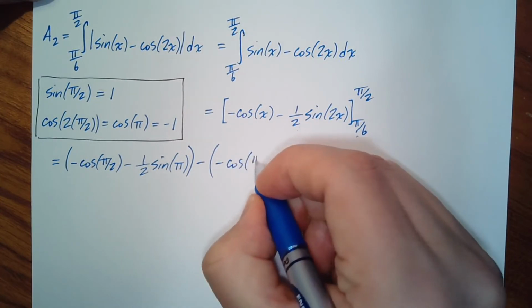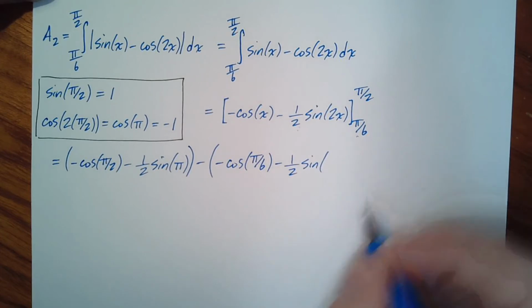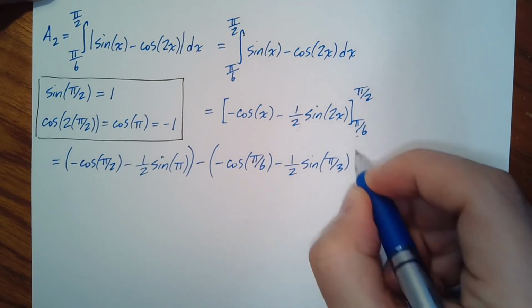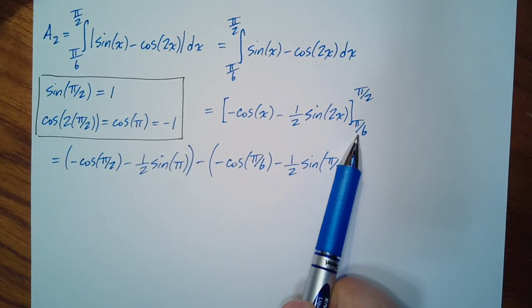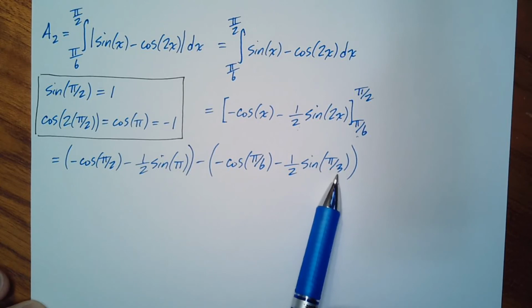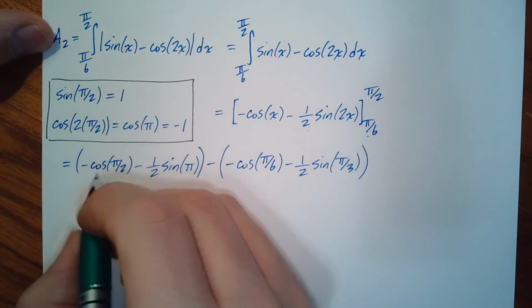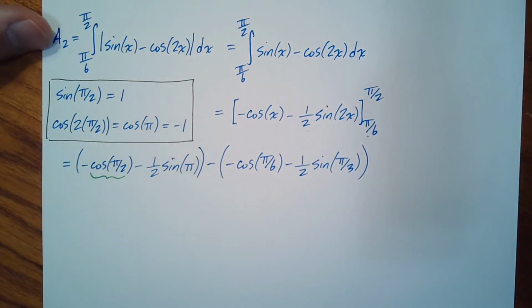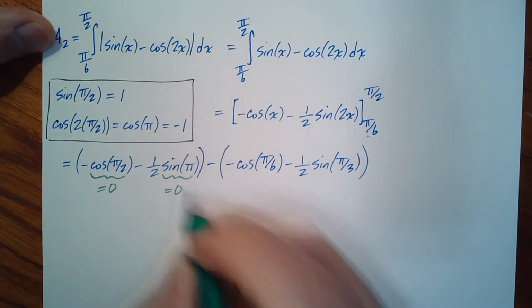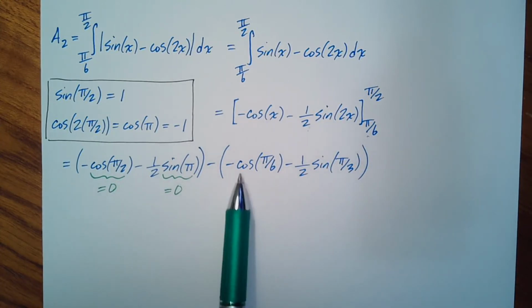So we'll have minus cos of pi over 6 minus 1/2 sine of 2 times pi over 6, which is pi over 3. If I take pi over 6 and plug it in for x, when it gets multiplied by the 2, it's going to become pi over 3. So that's what we get, and now we just need to work everything out. Let's do as much as we can in small chunks first. Cos of pi over 2 is equal to 0. Sine of pi, fortunately, is also equal to 0. So this whole first pair of brackets disappears. That's handy.